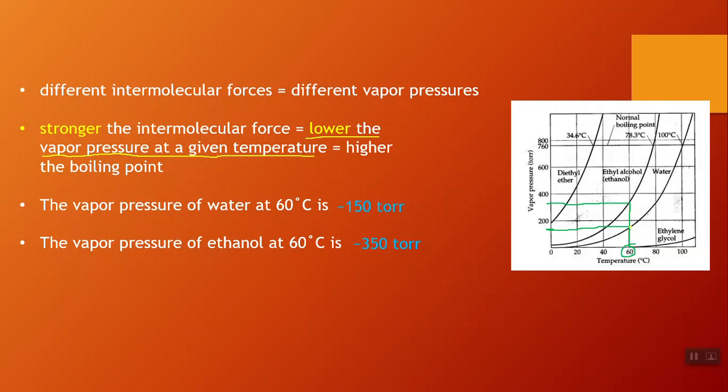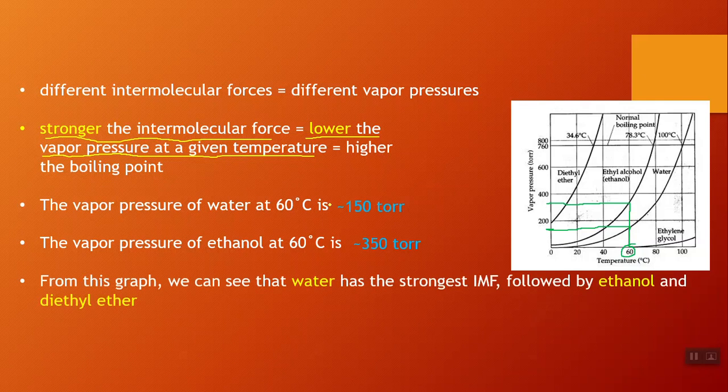It's water. So that tells us that water has the stronger intermolecular force out of those two substances. So from this graph, we can see that water has the strongest intermolecular force, and I'm not looking at this one here, so I'm just going to cross that out. So from this graph, we can see that water has the strongest intermolecular force, followed by ethanol, and then diethyl ether, right?